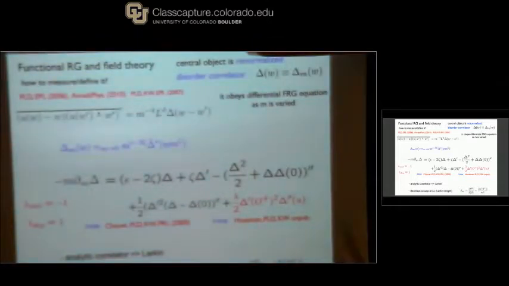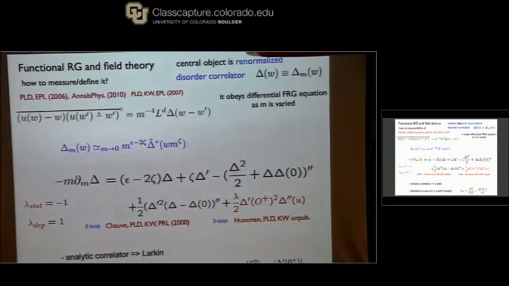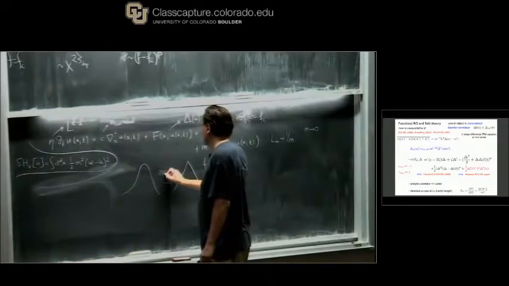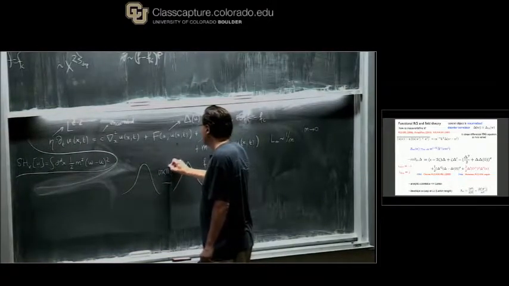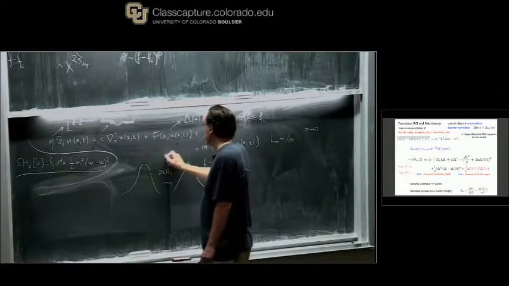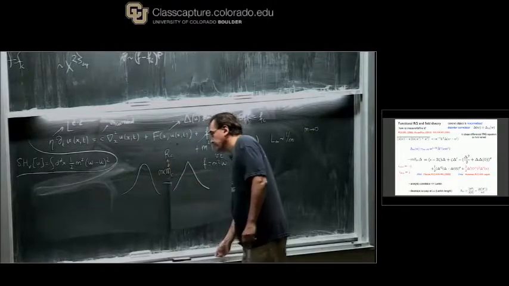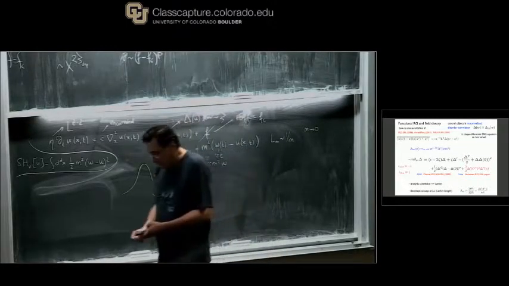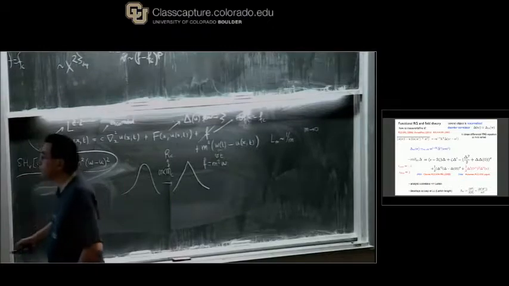And he discovered that by studying this equation, that it develops a cusp at finite scale, meaning that if you start from a function like this, it will become something like this. And this will become like this when the mass becomes smaller than some critical mass, which corresponds, if you translate in terms of scale, to the Larkin length. Okay, so that's the first thing.